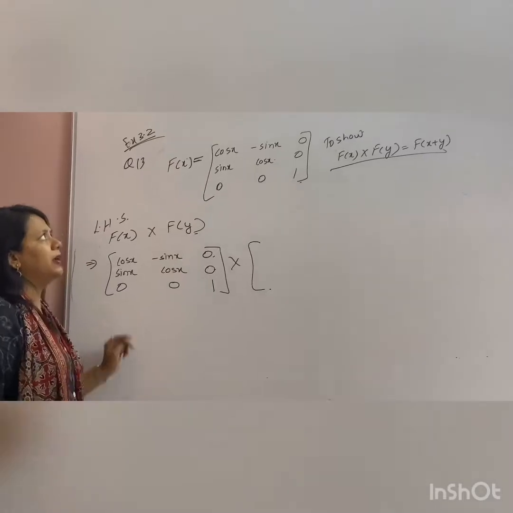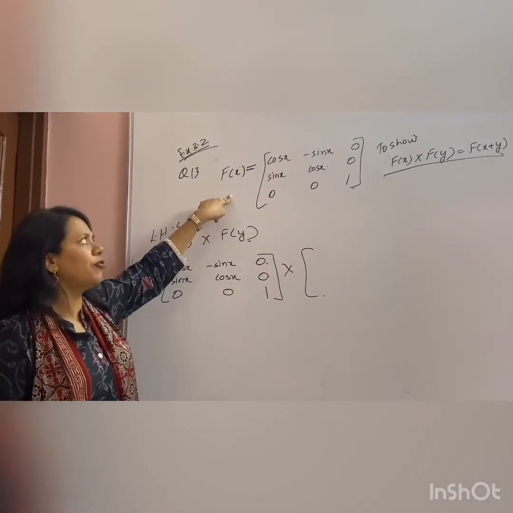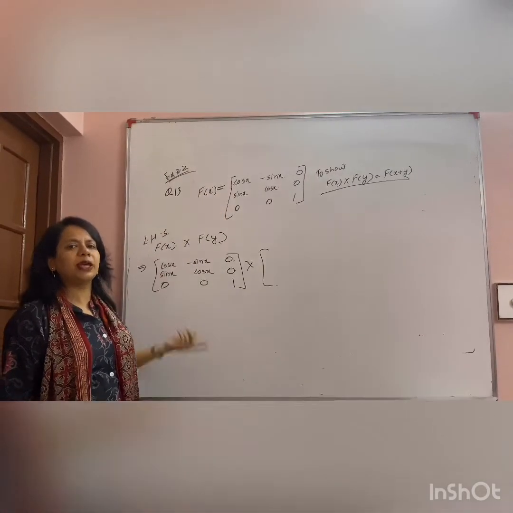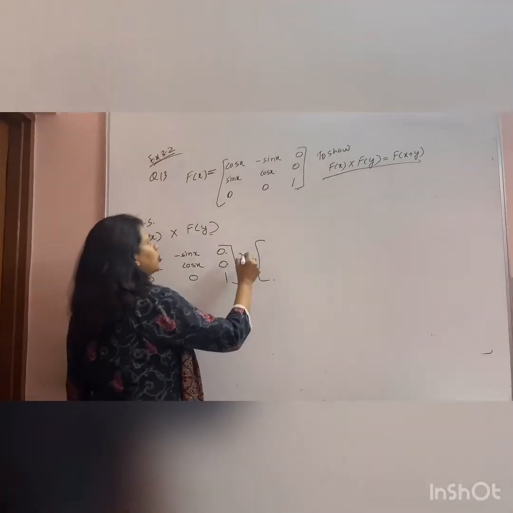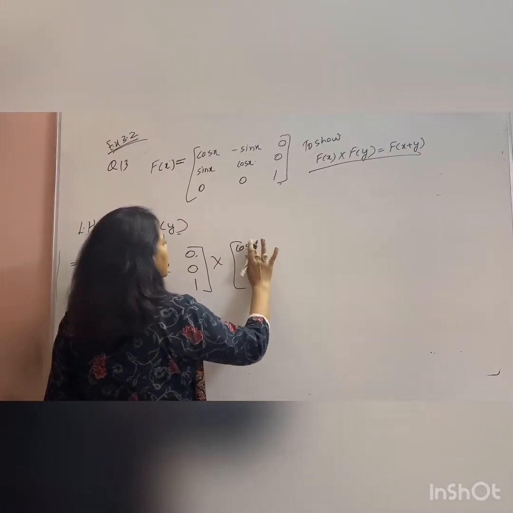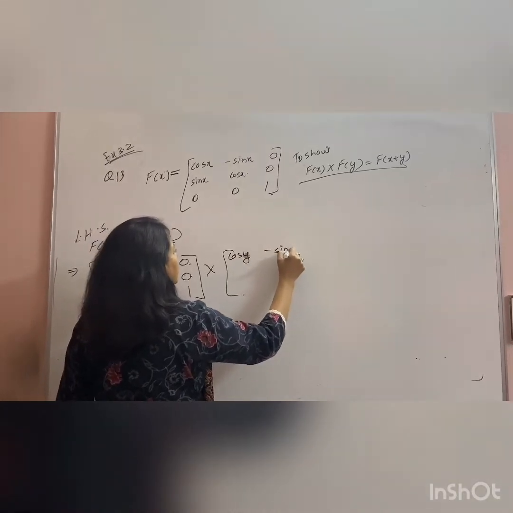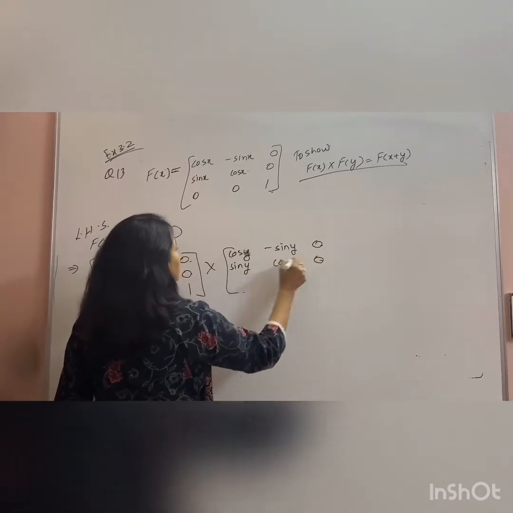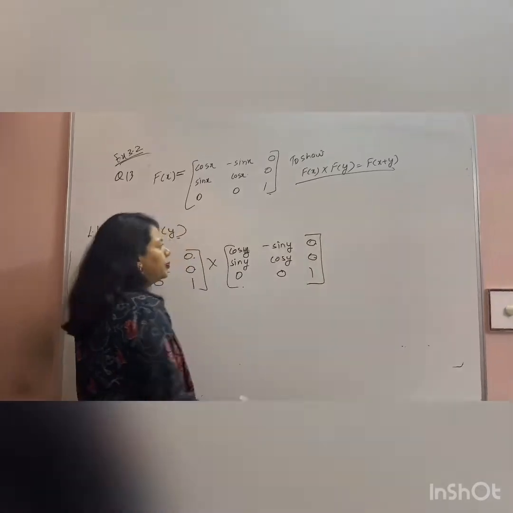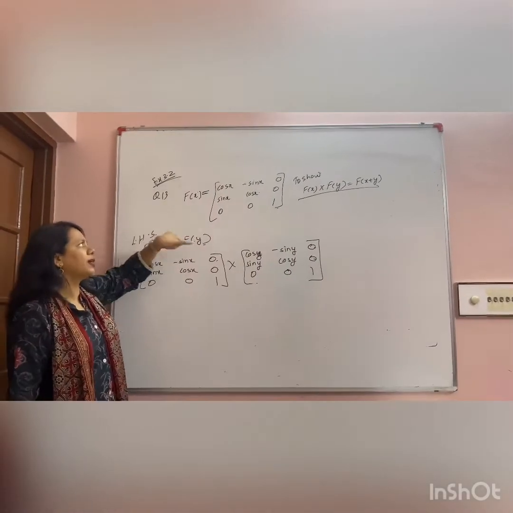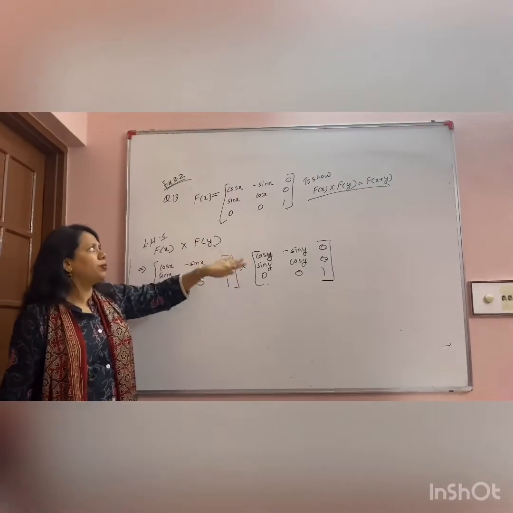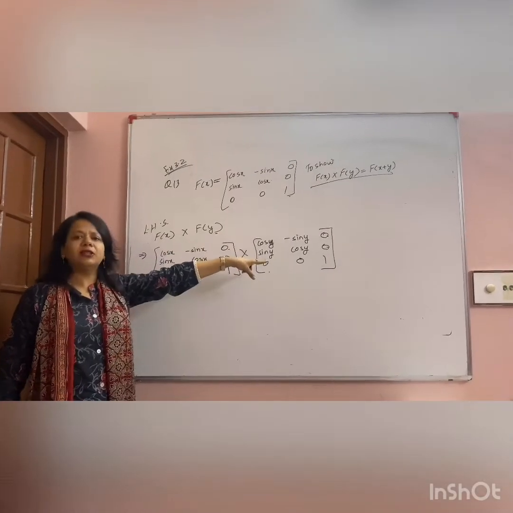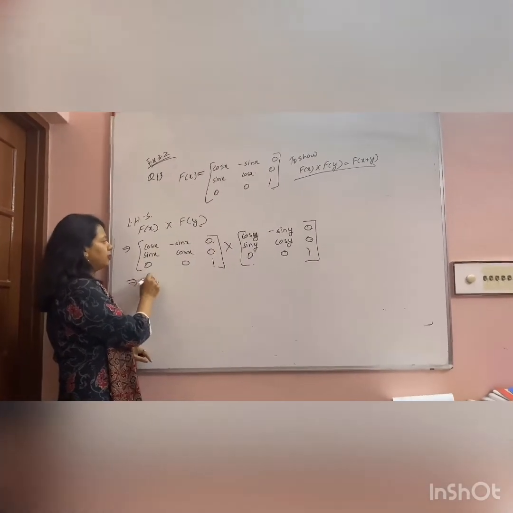Now what would f(y) be? I told you this matrix is a function of the x variable. So f(y) becomes a function of the y variable. So wherever x is coming, I will replace it with y. So this would become cos y, minus sin y, 0; sin y, cos y, 0; 0, 0 and 1. I repeat, this was f(x) into f(y). So f(x) was already given to me. Now f(y) would become a function of y. So wherever x is coming, I will replace it with y. Now I perform normal matrix multiplication.